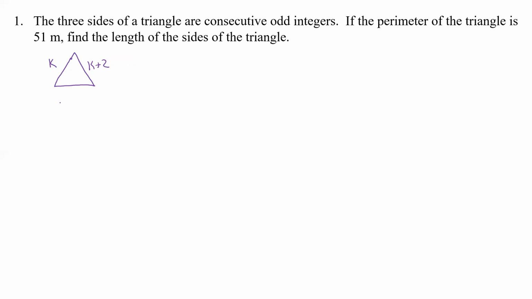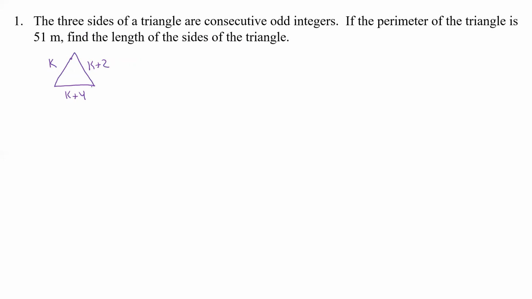And then 2 larger than that is going to be k plus 4. So say that's 3, 5, 7. That would be 3 consecutive odd integers. Now the key here is, it says if the perimeter of the triangle is 51 meters, find the length of the sides of the triangle.